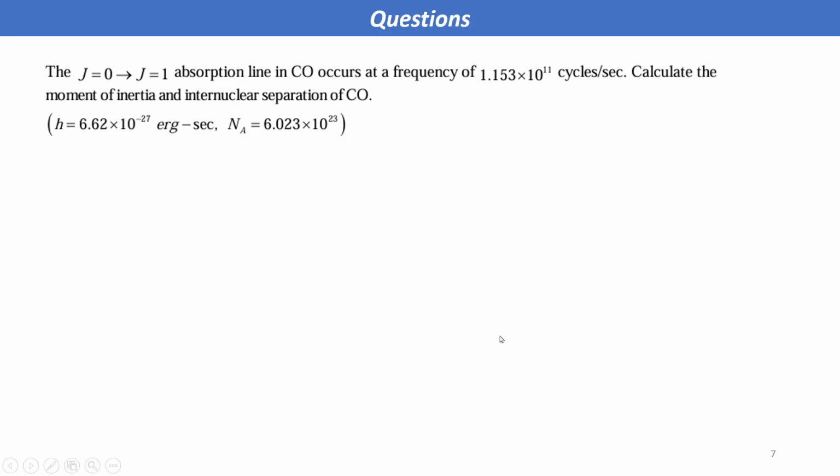Now we will just see the next question, that is J equals to 0 to J equals to 1. The absorption line in the CO occurs at a frequency of 1.153 into 10 raised to 11 cycles per second. Calculate the moment of inertia and internuclear separation of CO.